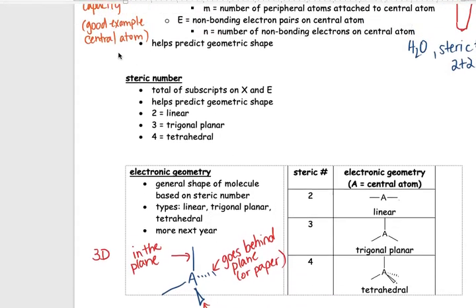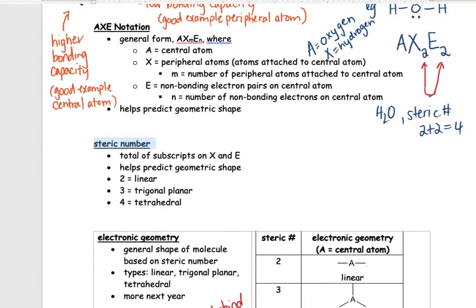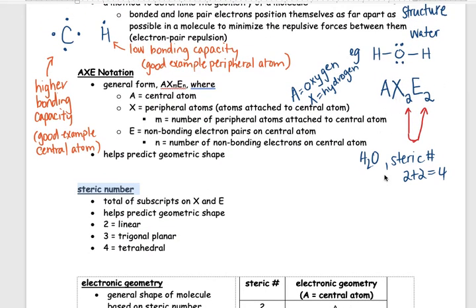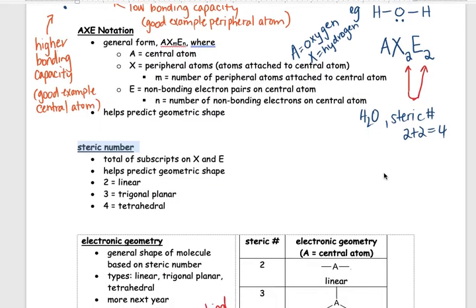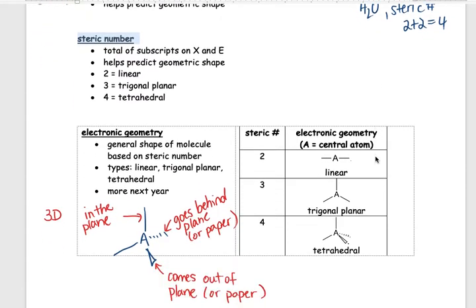Okay, I just realized I forgot to finish that example that I started with the water. So we found our Ax notation. We found our steric number was 4 because we added the two subscripts here. And then we're trying to figure out what kind of shape it is, okay?